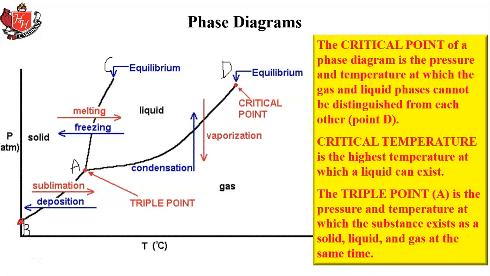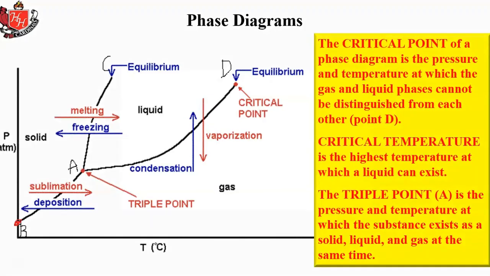The triple point is actually a more common term that you'll come across in phase diagrams. A triple point, at point A there, is the pressure and temperature at which the substance actually exists as a solid, liquid, and gas all at the same time. So at that point, if you just slightly increase or decrease the pressure or temperature, it'll suddenly switch from being a liquid to a gas to a solid, back to a liquid to a gas to a solid, and so on. And that triple point is where it's effectively at all three states at that particular temperature and that particular pressure.